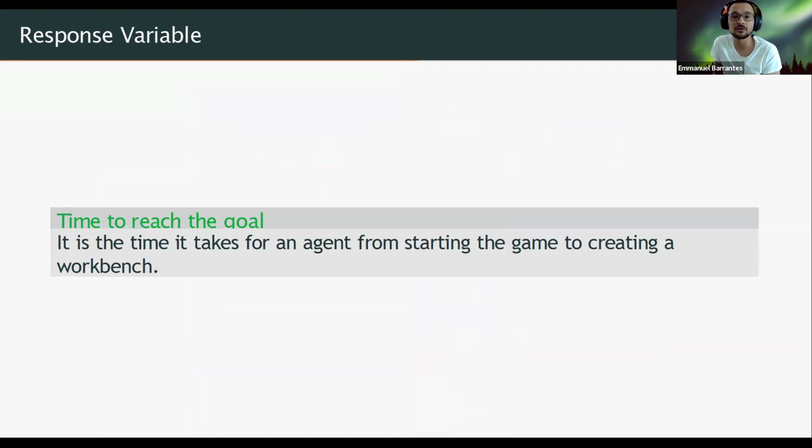The response variable, or what you want to measure, is the time to target, which means how long it takes an agent to create the workbench from the start of the game.